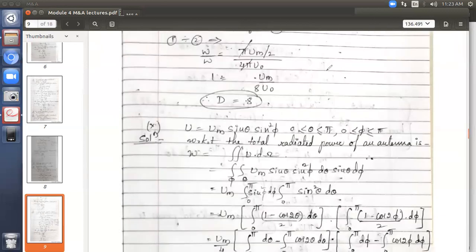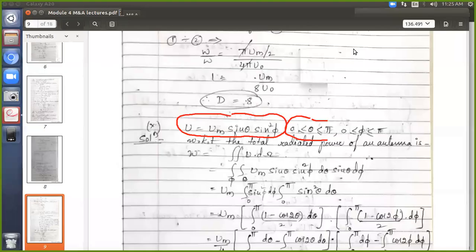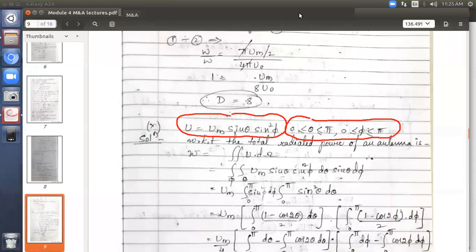The next question is a question paper problem. U equals Um sine theta into sine square phi. And the theta ranges they have already given, phi ranges also they have given, both are 0 to pi. If you just check, both ranges of theta and phi are given to you as 0 to pi. So let's start solving the problem.